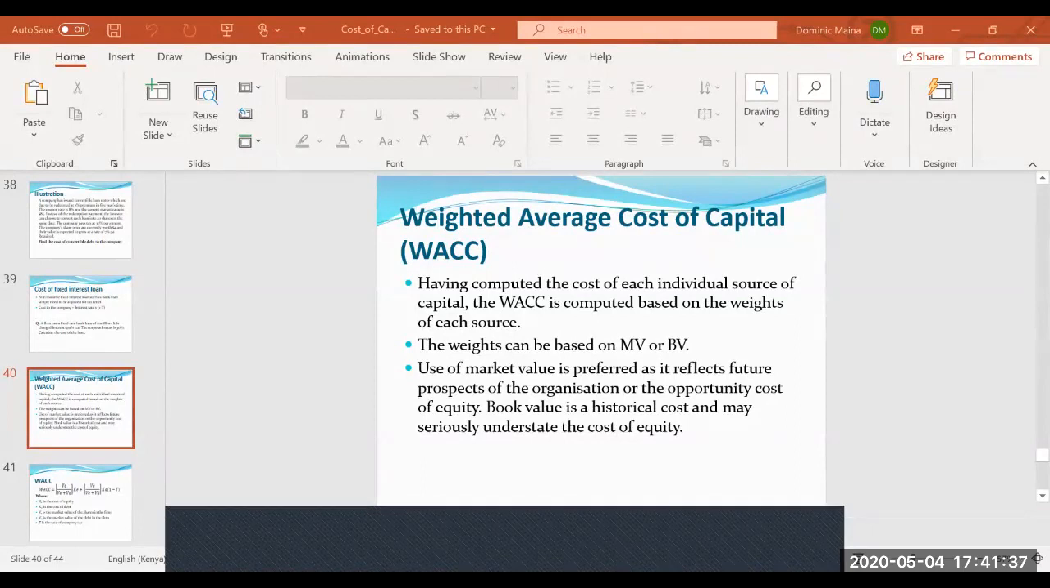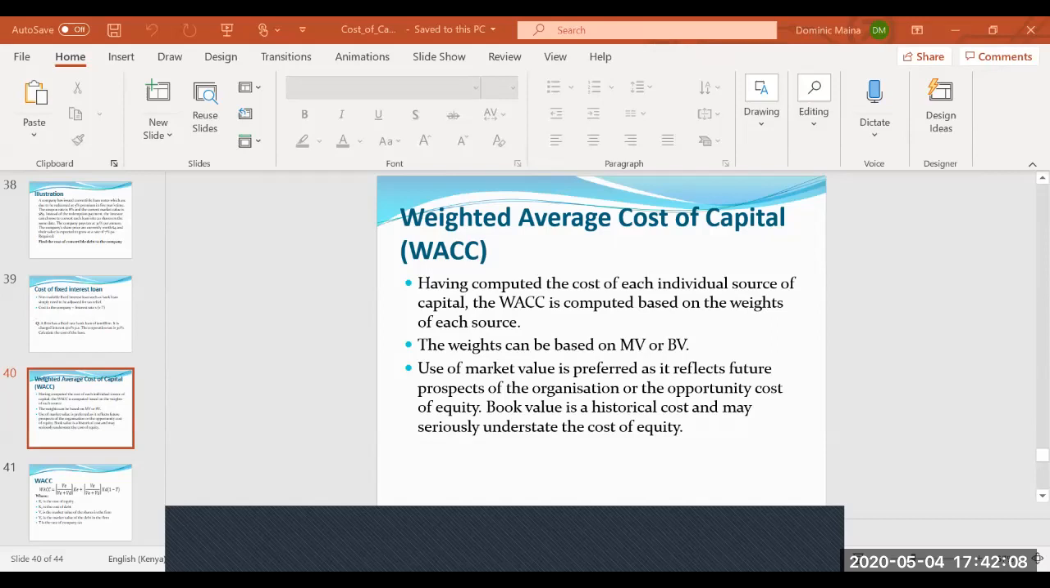Once you determine the return for the different providers of capital, the next step is to determine the weight of each of those capital sources. If the company obtained money from equity shareholders, what is the weight of the equity capital? If the company obtained the money from a bank loan, what is the weight? That is the next step, trying to estimate the weight of each of the capital sources.